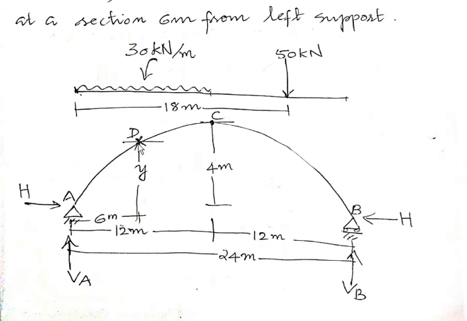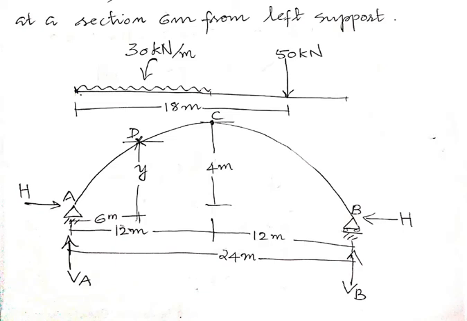Now we have to start considering this point D. So we have to first of all know the coordinates x and y of D. So x we know here because it is already given in the question that D is at a distance 6 meter from the left support. So the value of x is equal to 6 meter. Now we have to find the value of y. So how to find out the value of y?